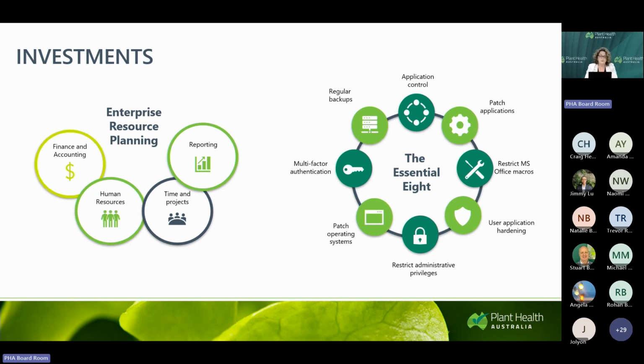Another significant example of how PHA is investing in corporate tools and national digital systems is the scheduled commencement of the Essential 8 Cybersecurity Uplift project. The Australian Signals Directorate has developed a set of prioritised mitigation strategies called the Essential 8 to assist organisations in safeguarding their IT networks against diverse cyber threats. For Plant Health Australia, adhering to and investing in the Essential 8 recommendations is paramount to protecting our corporate systems and sensitive data from the continually evolving cyber threat landscape and ensure continuity and security of our operations.